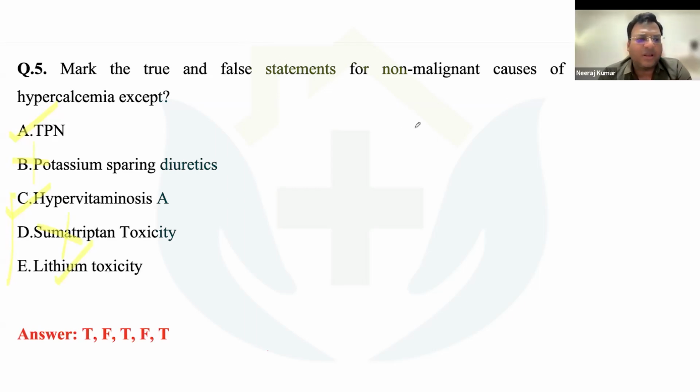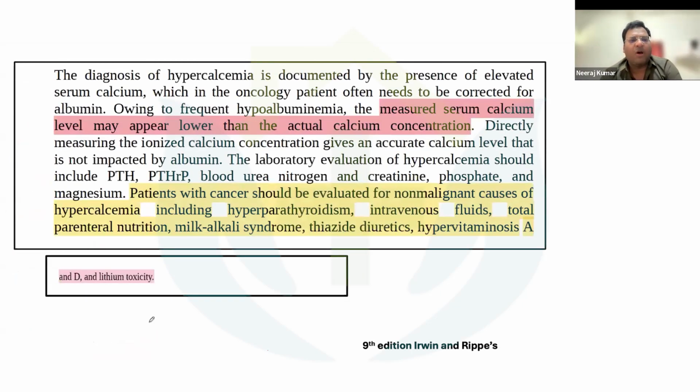So this is all about hypercalcemia of malignancy. Now, let's see what could be the probable options. The diagnosis of hypercalcemia is documented by the presence of elevated calcium. Till now, we all know that. And here, if the patient is hypoalbuminemic, having a decreased albumin level, the measured serum calcium level is always lower than the actual calcium concentration, right?